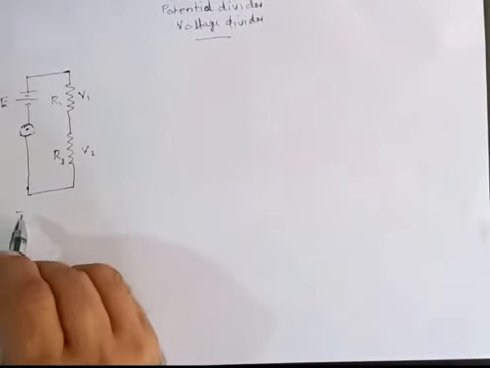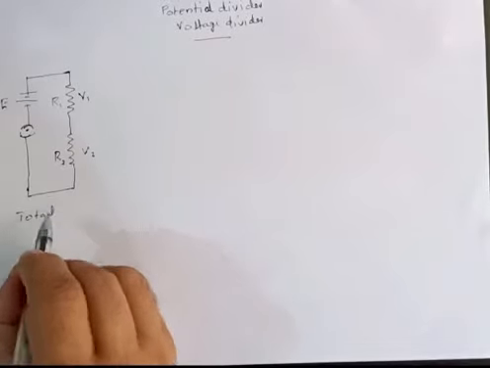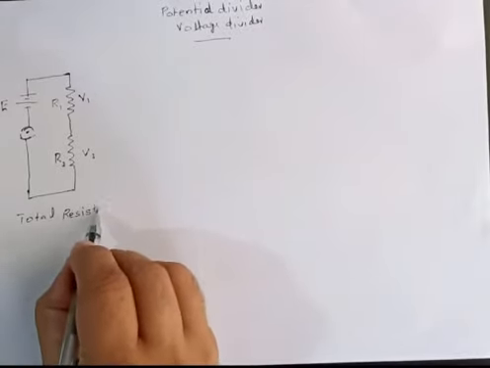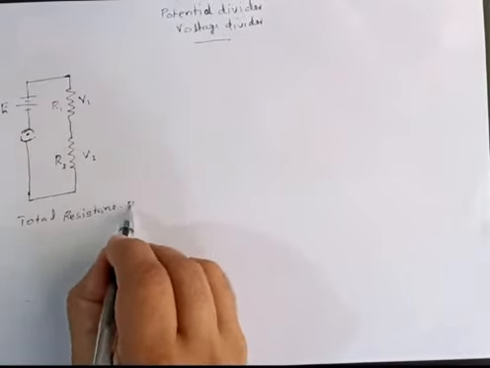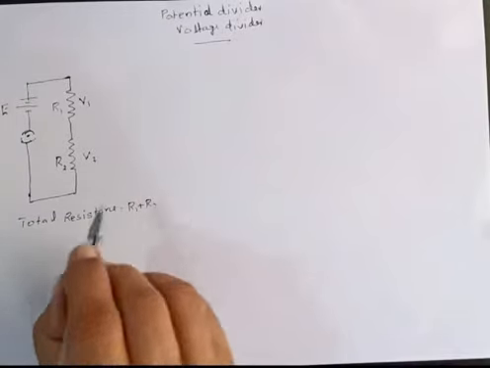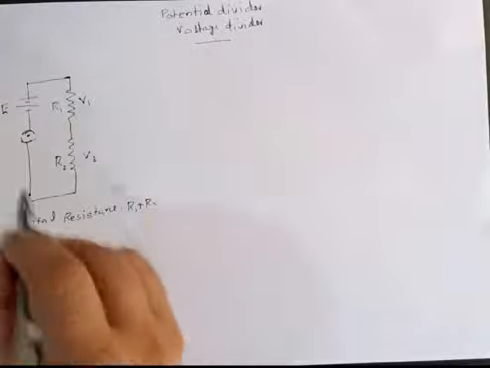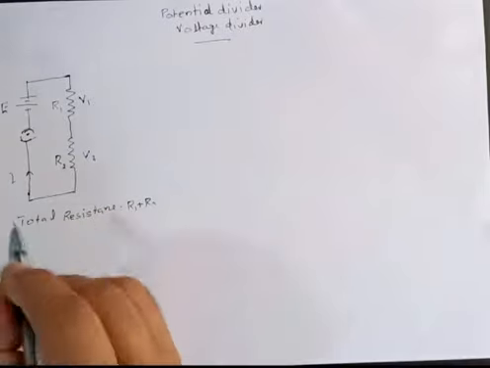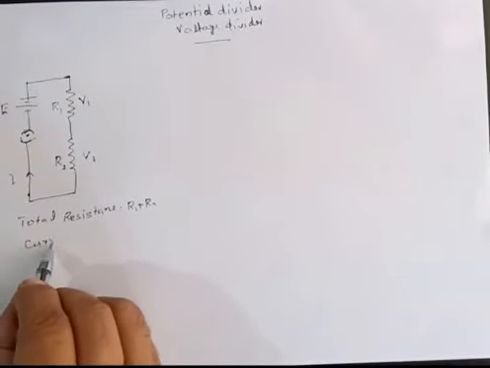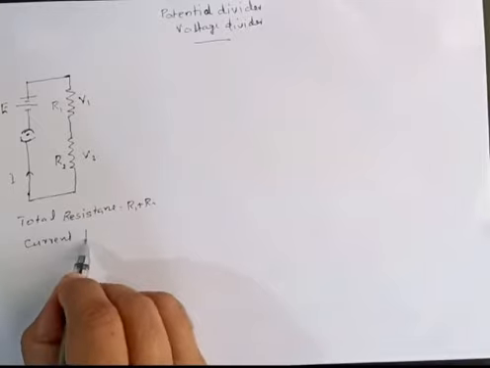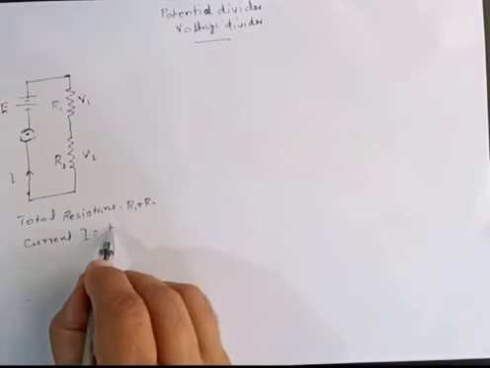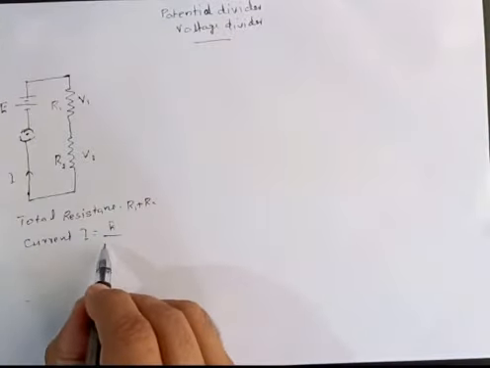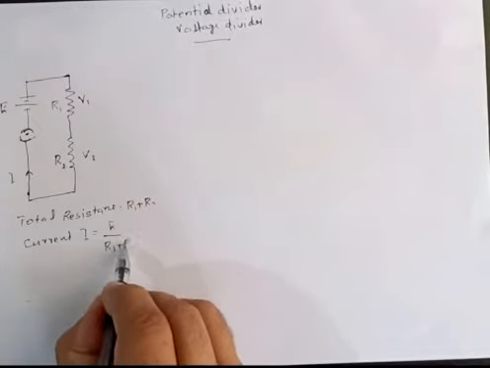Let us see what we will write first. Total resistance. What is the total resistance? Total resistance of the circuit is the sum of the two resistors, because they are connected in series, equals R1 plus R2, and the current in the circuit I, in this direction. So current I is the same current that flows through both the resistors. That is EMF upon R1 plus R2, the net resistance.